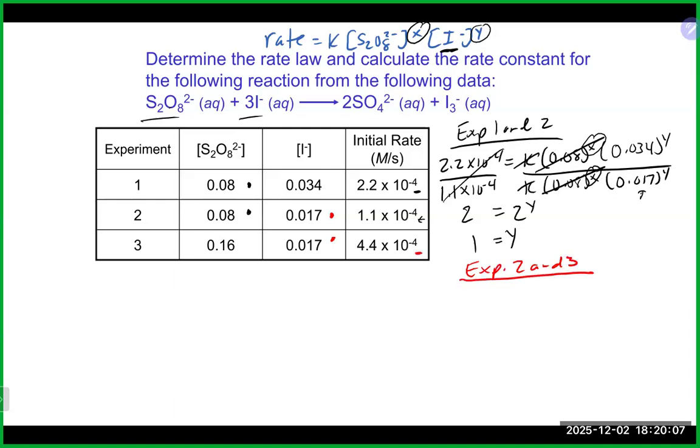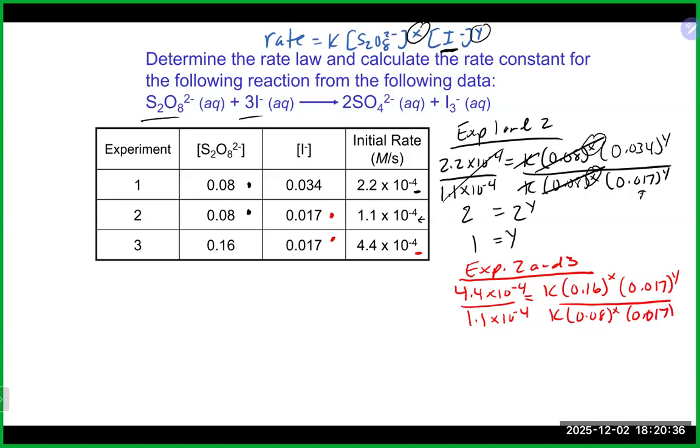Experiment 3 looks like the larger number on the rate, so I'm going to put that up on top. Again, I'm just doing that to give me probably a better shot at some whole numbers than decimals. But if you do it the opposite way, it should still work out the same in the end. We're then going to put everything from experiment 2 on the bottom. That's going to be 1.1 times 10 to the minus 4, k, 0.08 to the x, and 0.017 to the y. That is going to give me a 4.